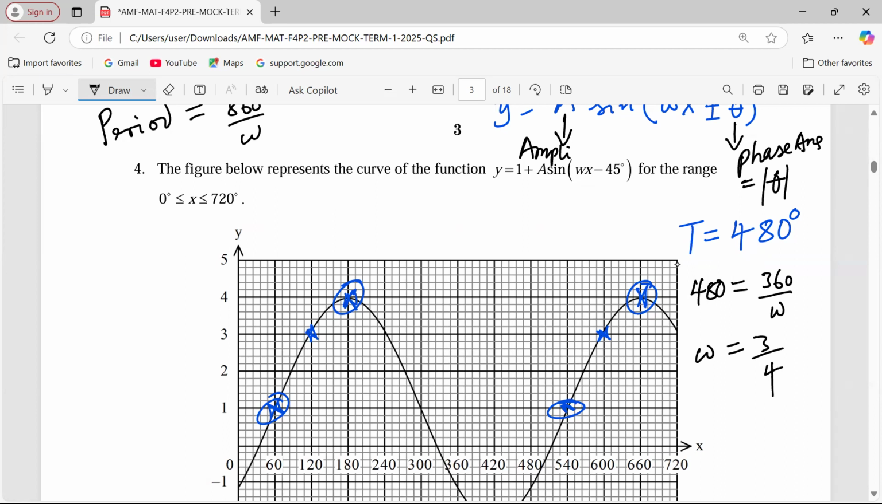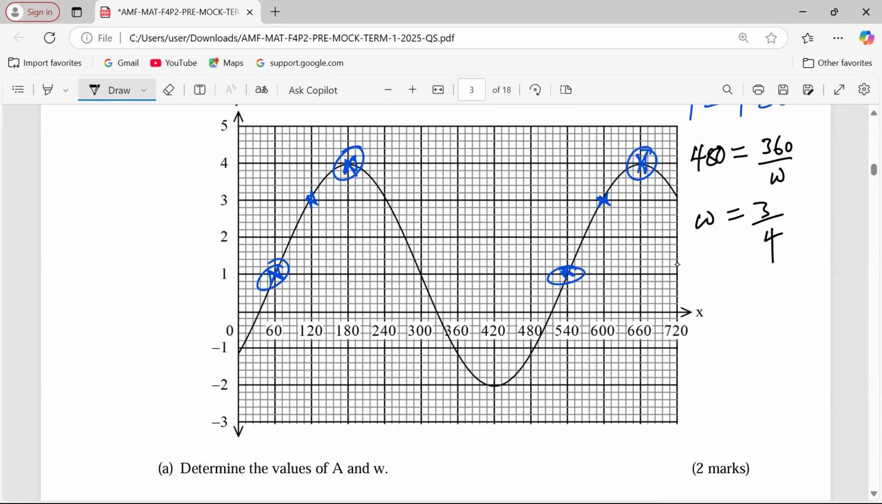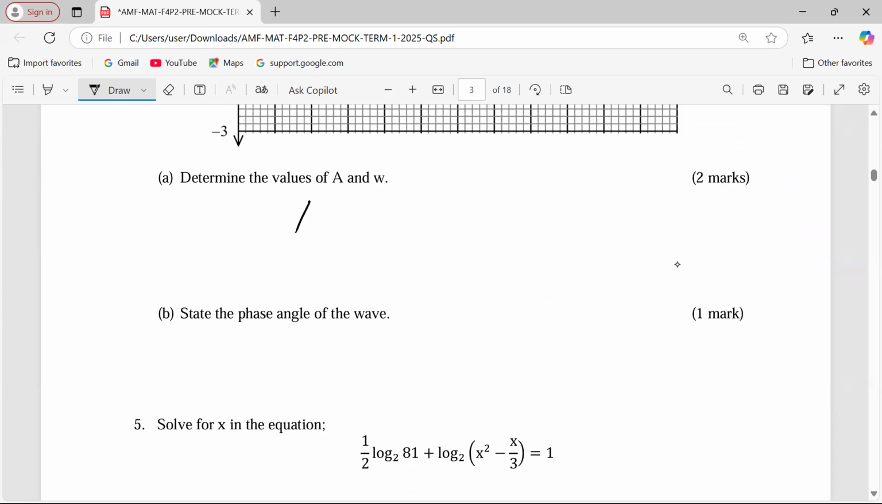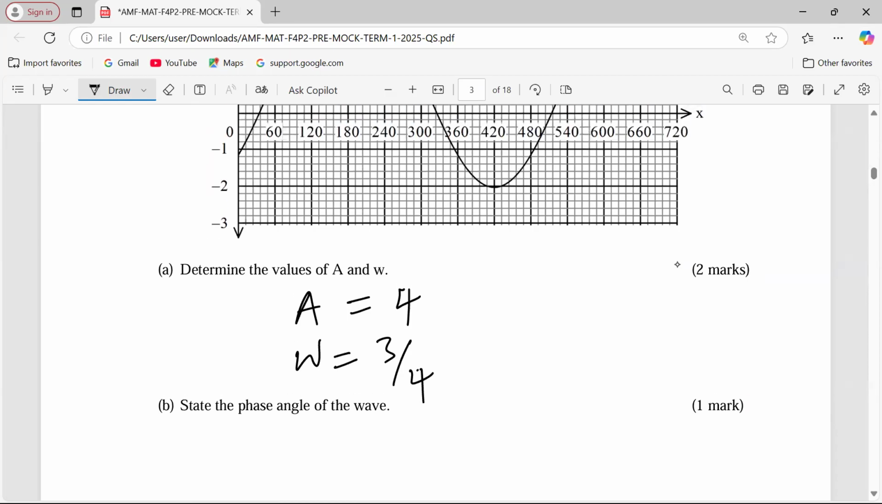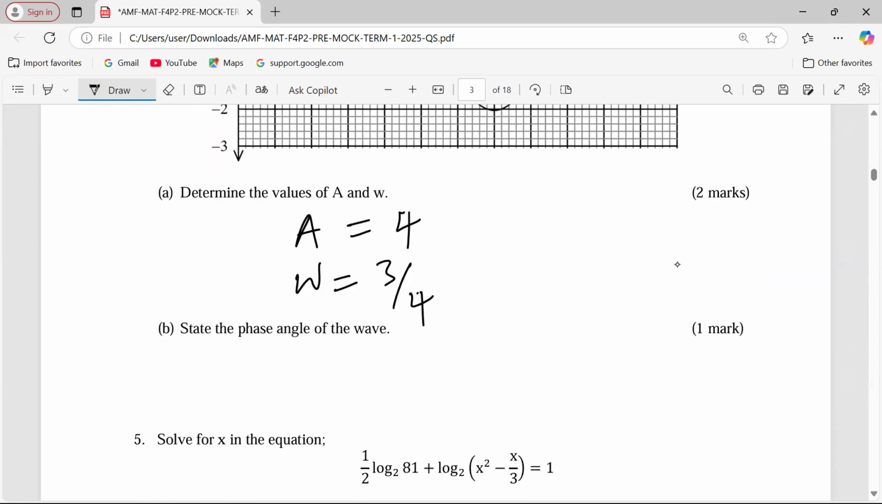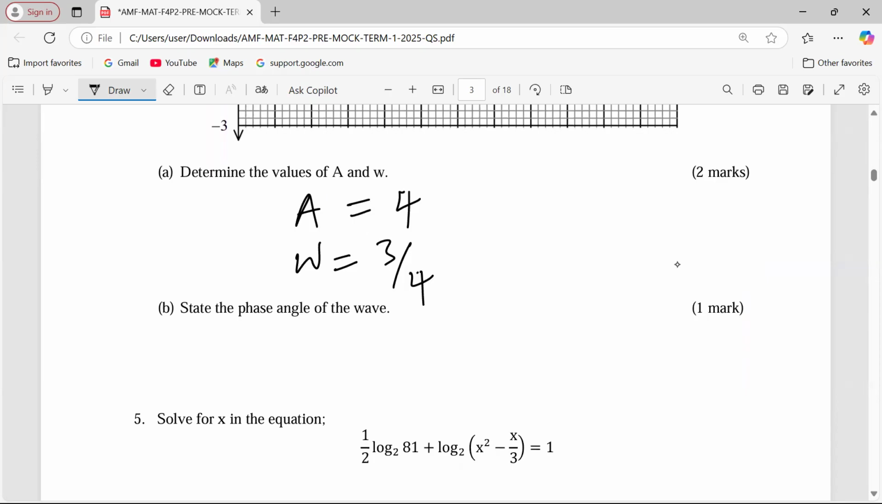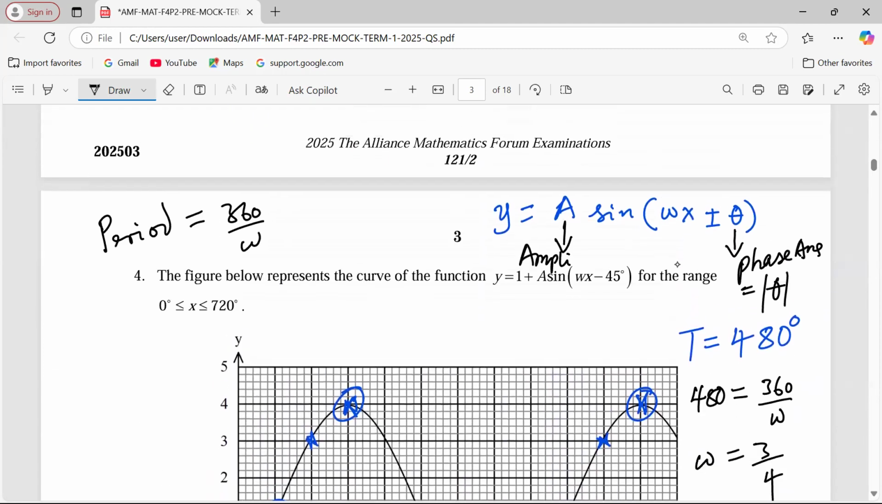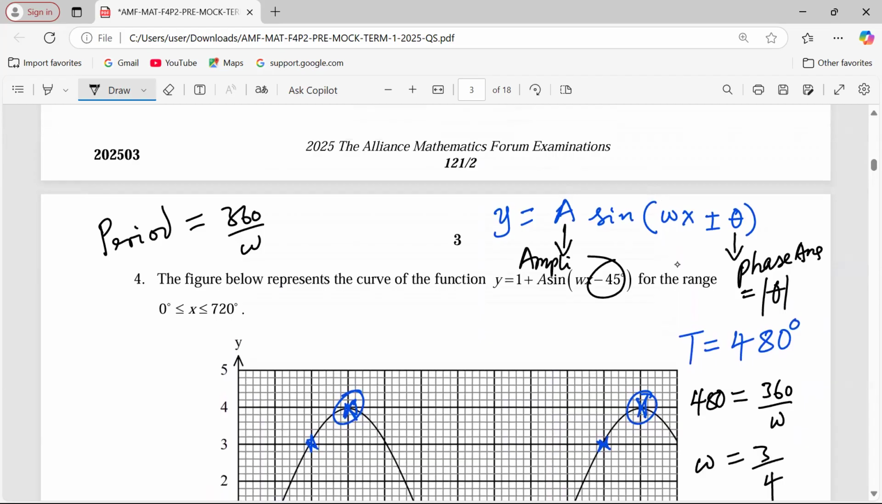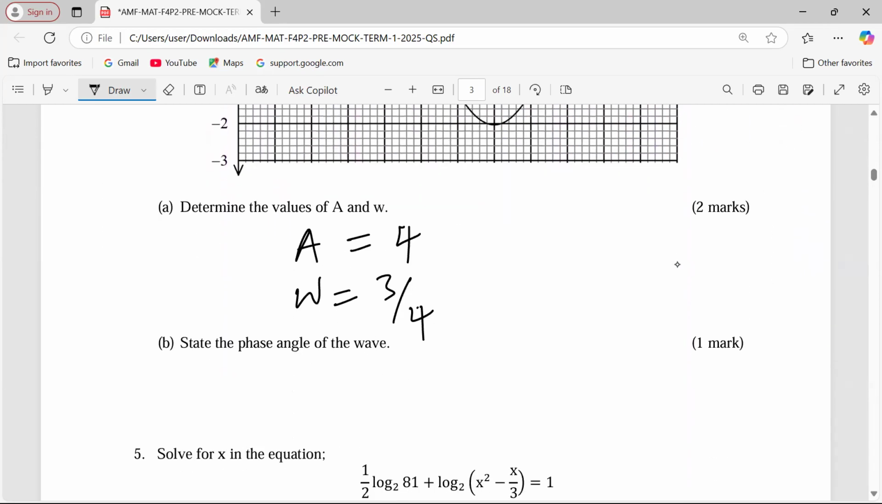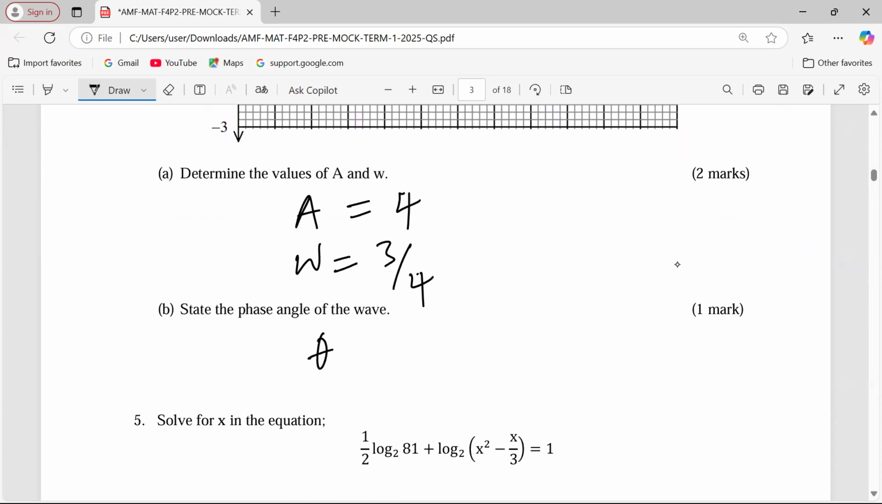Or 0.75. So the value of W, we said A is the amplitude 4, and W is now equal to 3/4. So that is what you're supposed to know. State the phase angle of the wave. So looking at the wave generally, the phase angle will be the absolute value of the angle there. Even if it is negative 45, we just say that the phase angle equals 45 degrees. You pick it the way it is.